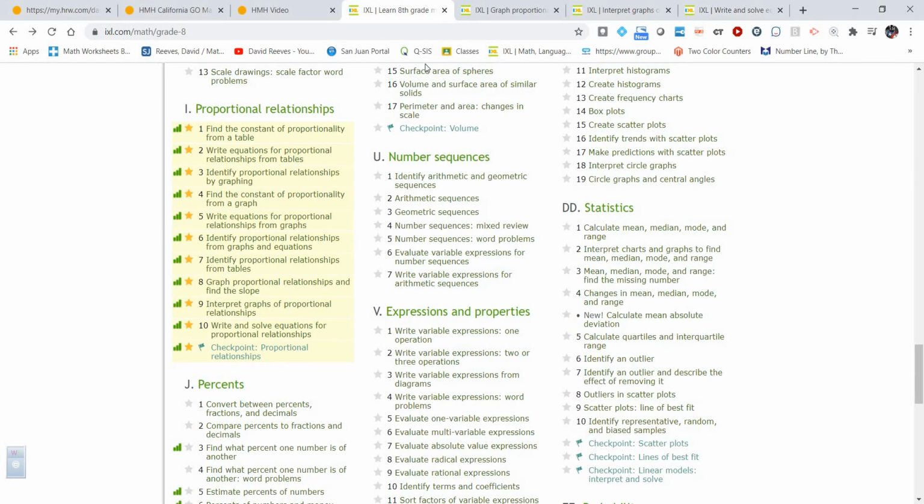Okay? All right, so I just went through skills 8, 9, and 10. I had already done all the others. I'm not going to do a video on the checkpoint because that just is putting all those other skills together.